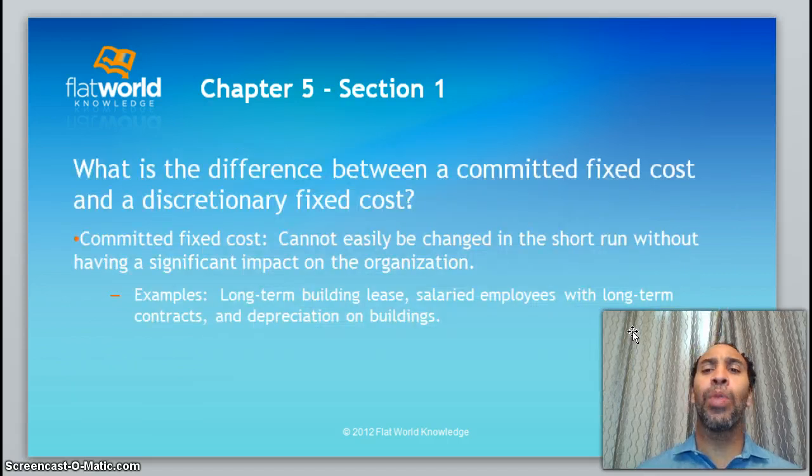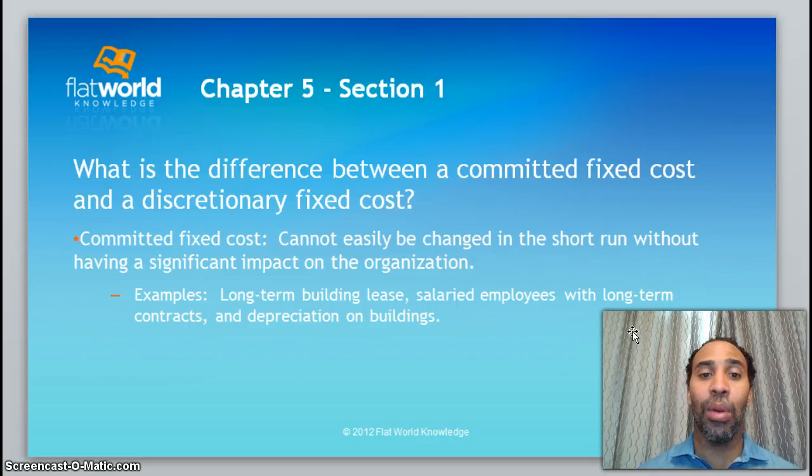So what is the difference between a committed fixed cost and a discretionary fixed cost, right? Well, one, we have to stick with you. We're committed to you, right? To death do us part. And a discretionary, well, not as serious as death do us part, but if times get tough, and I'm going to give you guys some real world examples, then we do not have to use money for these things. So committed fixed costs cannot easily be changed in the short run without having a significant impact on the organization.